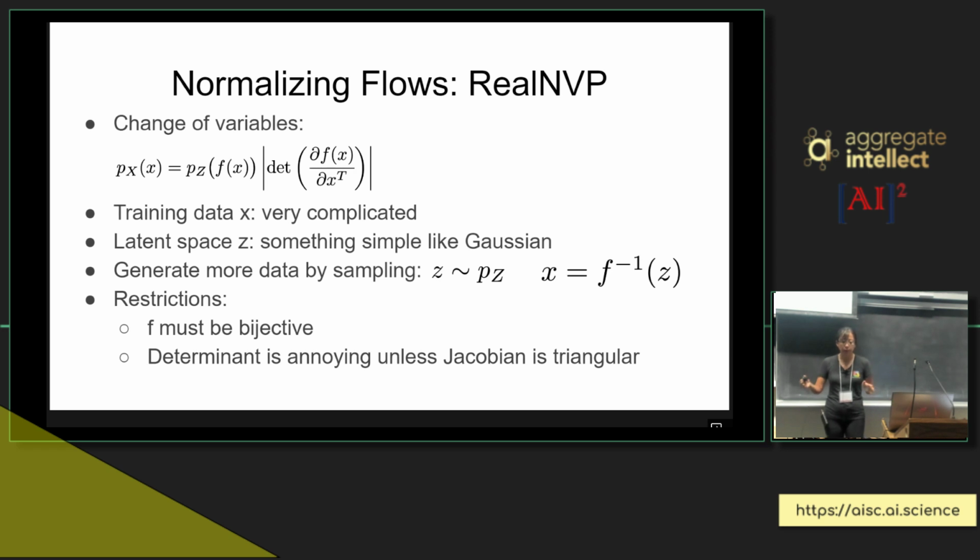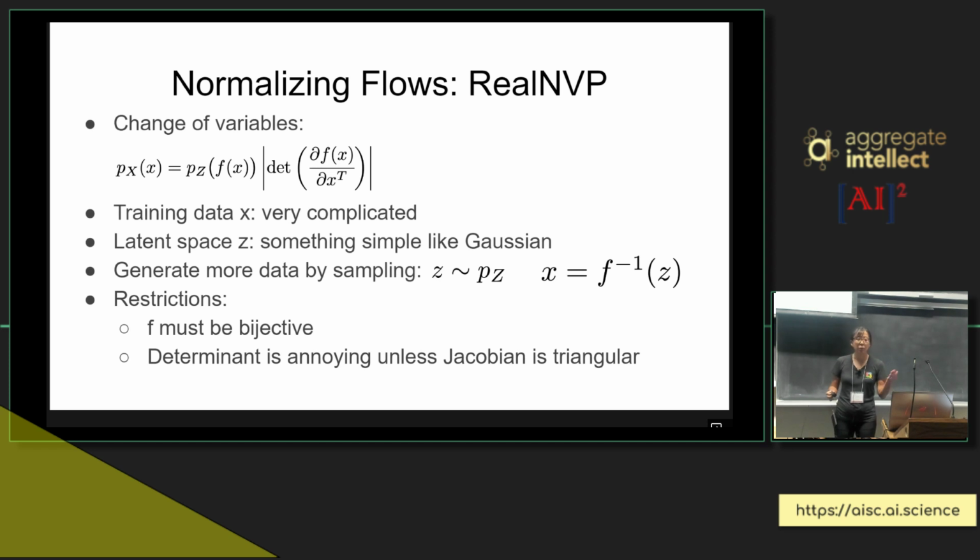So I won't go into too many details, but you notice that I said we have to flow this thing backwards and take the inverse of our function. It turns out that this is restrictive in the sense that it basically means that f has to be bijective. You need to be able to take its inverse. And there's a couple other restrictions having to do with the determinant of the Jacobian of f. What this all boils down to is that designing f is actually a very interesting problem in machine learning that has been a pretty active area of research.